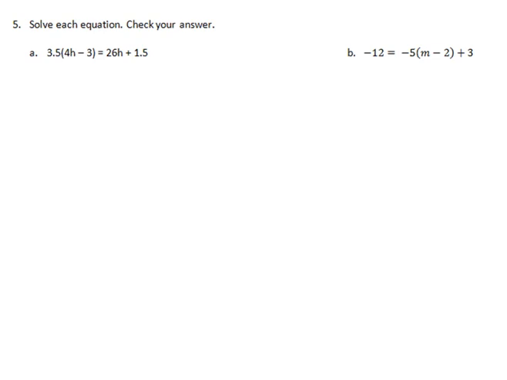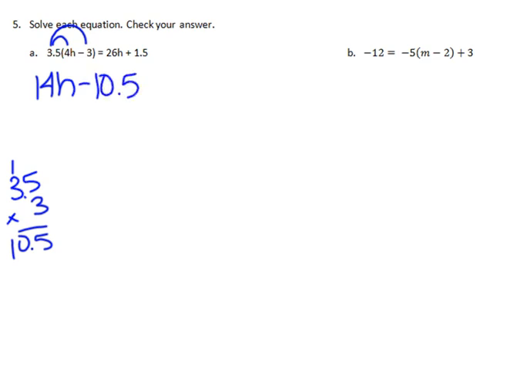Okay, next up, we're just going to start solving some equations. We're going to need the distributive property. So the first one, I'm going to do 3.5 times 4. So 3 times 4 is 12, plus half of 4 would be 14. So 14h. Negative 3.5 times 3. We can just multiply that out. It's going to be 10.5. So minus 10 and 5/10 equals 26h plus 1.5.